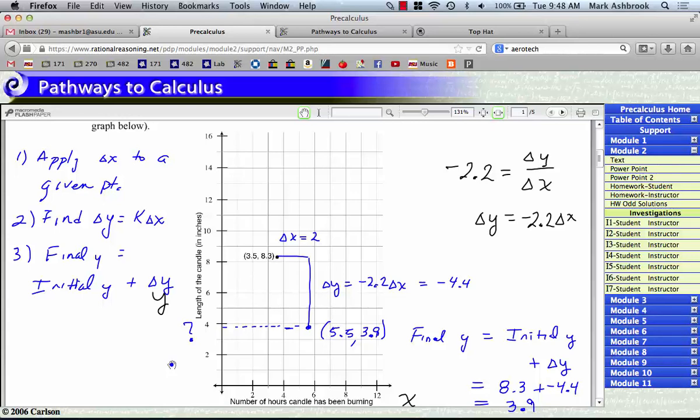All right, so again, we're going to apply delta x. We're going to find the corresponding change in y using constant rate of change principle. And then we're going to get the final y is the initial y plus the change in y. Okay, so here we go on that.